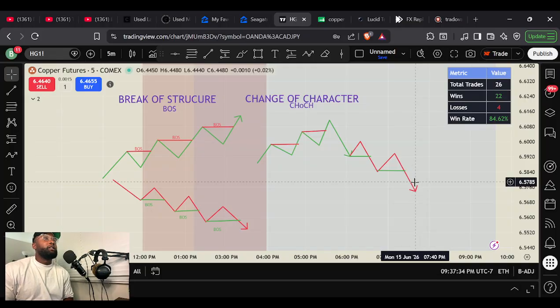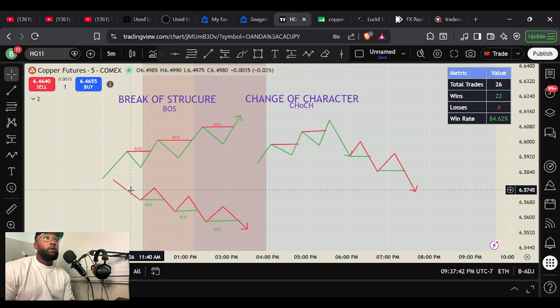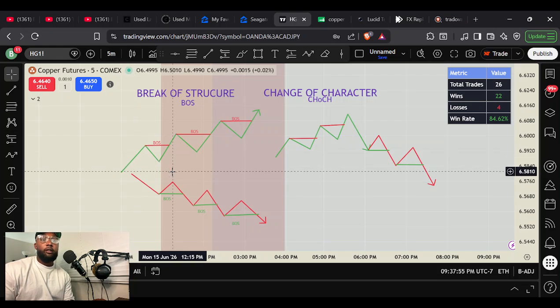So yeah, we're gonna be discussing break of structure and change of character in the trends. I already have these drawn out. So break of structure is just when it shows the continuation of either an uptrend or a downtrend, in other words, a bullish trend or a bearish trend.